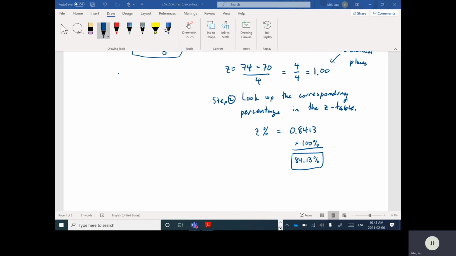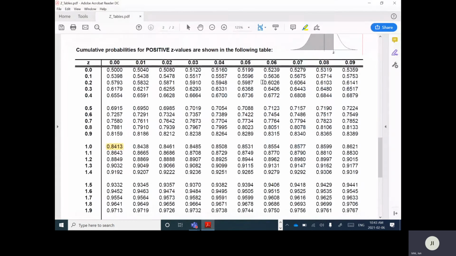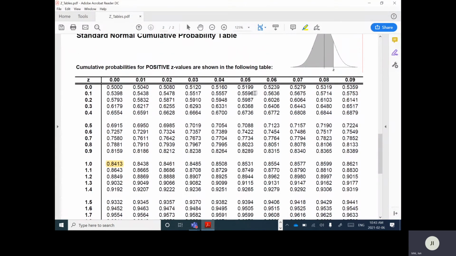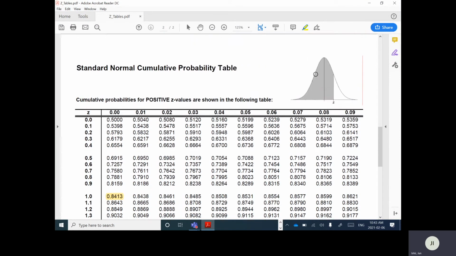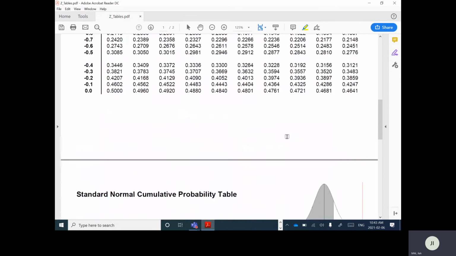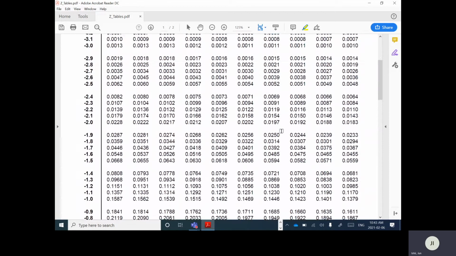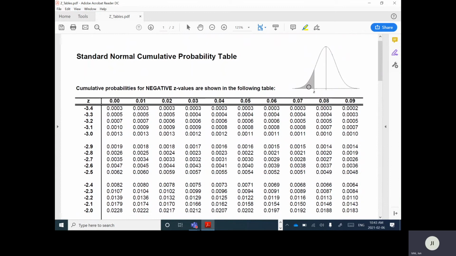The other thing I want to point out is that all of these Z tables represent the percentage from that score and then to the left, so it's less than. It's always less than. All of these here are the shaded region, which is less than the Z score.